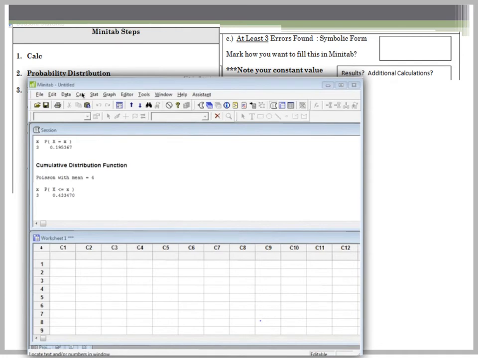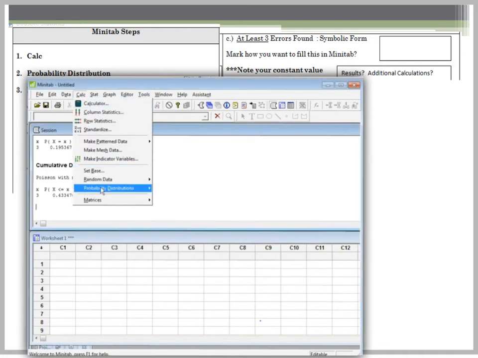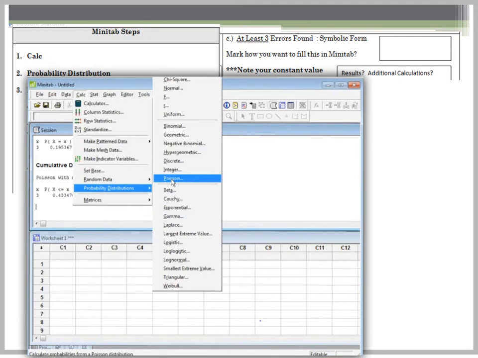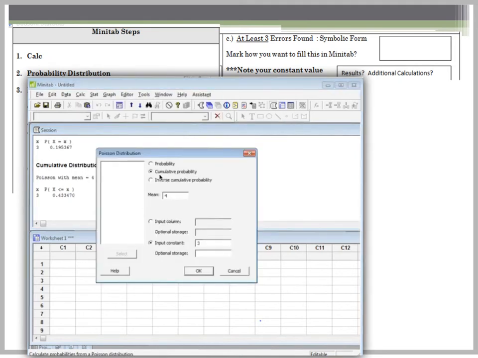So we're going to go back under Calc, and we're going to go to Probability Distributions and Poisson, and we're going to go to cumulative probability, the mean being 4, but instead of inputting the constant of 3, which is intuitively what you might think you'd want to put in there, we want to put in 2, because remember, we want Minitab to give us the cumulative area up to that number, and we're actually interested in greater than or equal to 3. So we want to calculate the area up to 2, and then if we take the complement of that, then we'll have the probability of including 3 and 4.